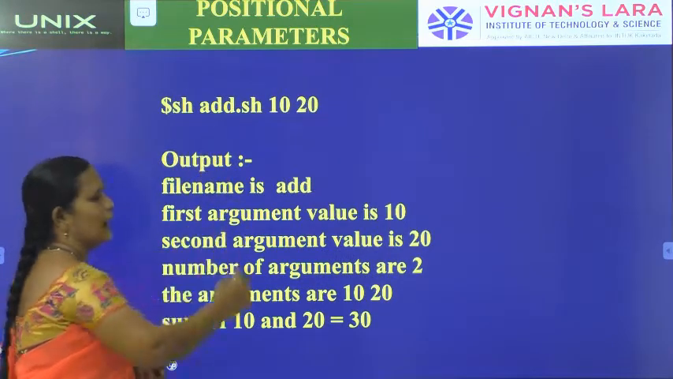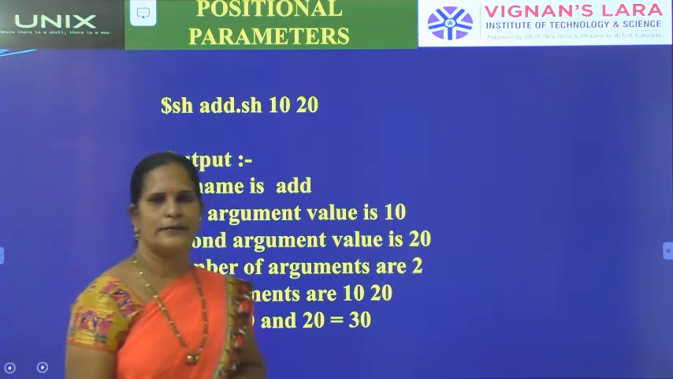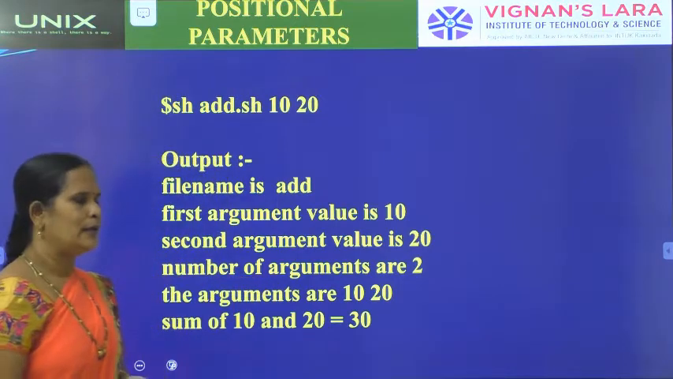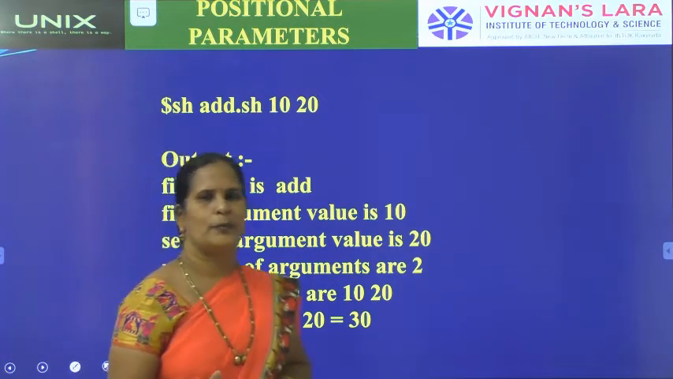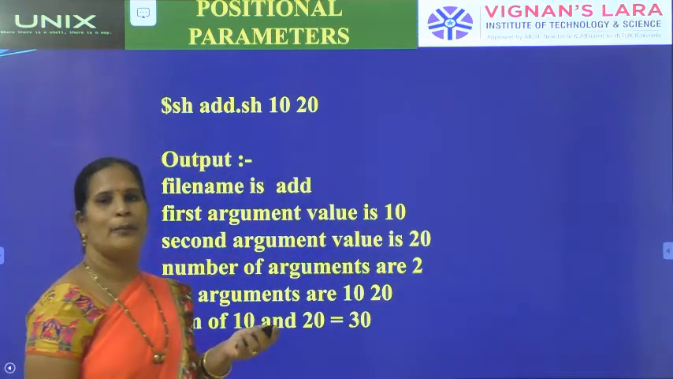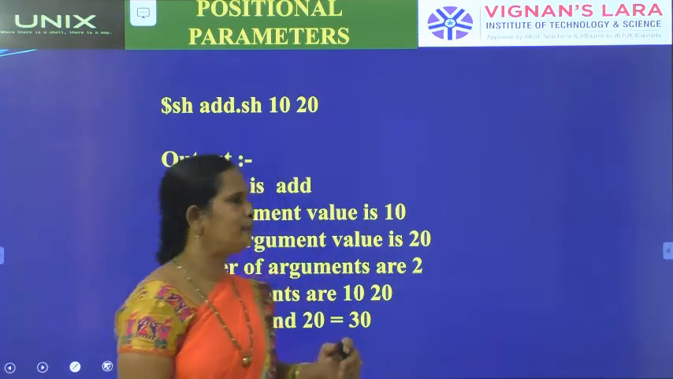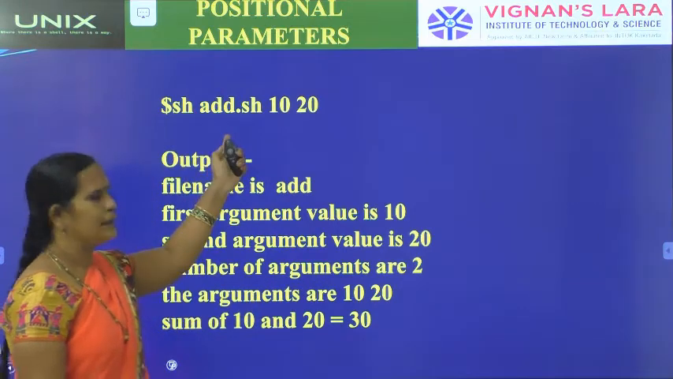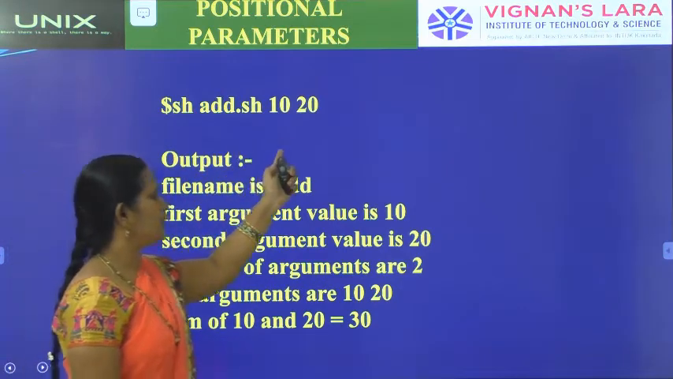sh space add dot sh. Add dot sh is the file name. Here, what is the program? Program to print the sum of two numbers by using the command line arguments. So, add dot sh space 10 space 20.